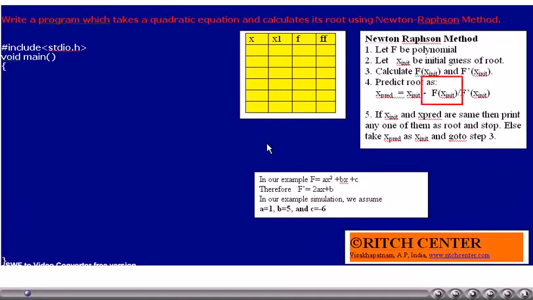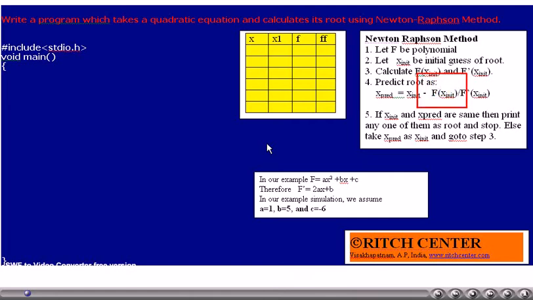Newton-Raphson technique is used to find out the root of an algebraic equation. It is a gradient descent procedure. The steps involved are as follows. Let f be the polynomial. That is, we may have to read the coefficients of the polynomial.